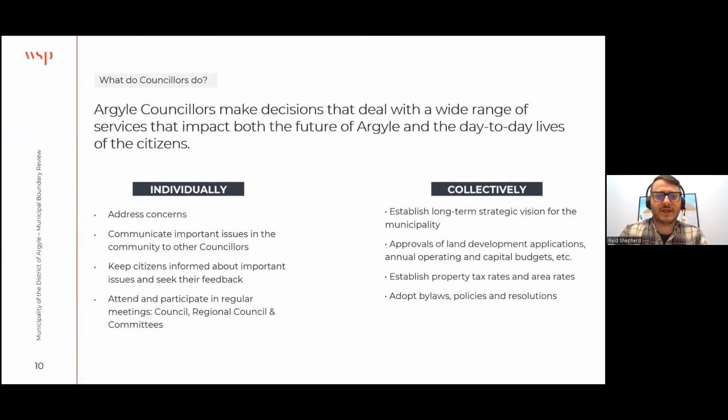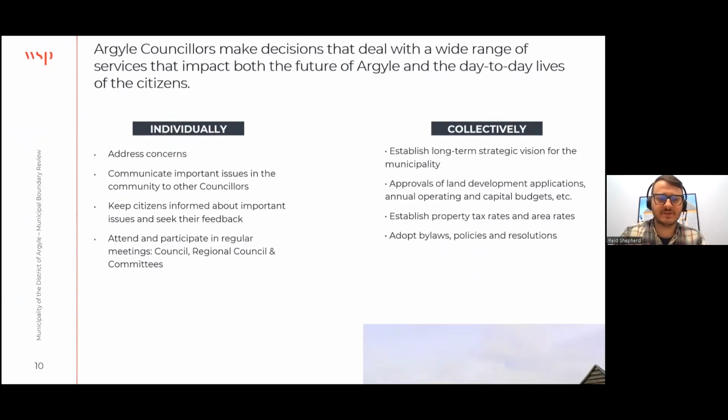In terms of what councillors do, there's kind of two ways to look at this. There's individually, they act individually to assist residents. They attend different meetings. They provide communication. But as a group, they also kind of collectively make decisions that are more strategic or long term. They do things like involved in setting tax rates and area rates, and they do things like adopting bylaws and policies.